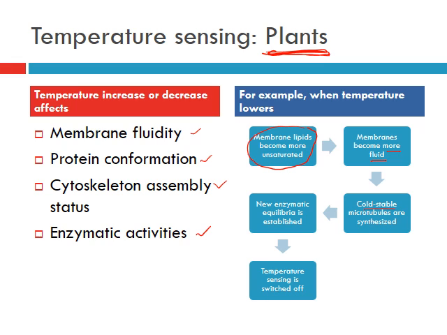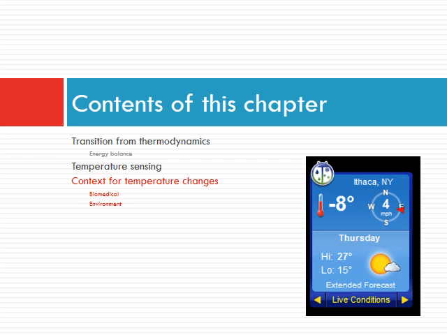So these cold stable microtubules are synthesized, a new reaction, and then that sets up a new enzymatic equilibrium, and in the new equilibrium, the temperature sensing is switched off. So the last section of this chapter has some general comments, an overview of the context of temperature changes, how many degrees are we talking about, and so on.